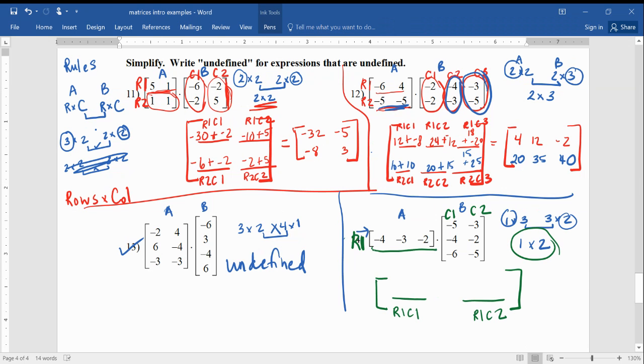So all of row 1 gets multiplied by all of column 1. So here we have negative 4 times negative 5 is 20, plus, keep going to the next corresponding elements in the rows and columns, negative 3 times negative 4 is 12. And we're not done yet, so we keep going. The last element in that row gets multiplied by the last element in that column, and we get another 12. So it looks like 20 and 24, I believe that's 44.